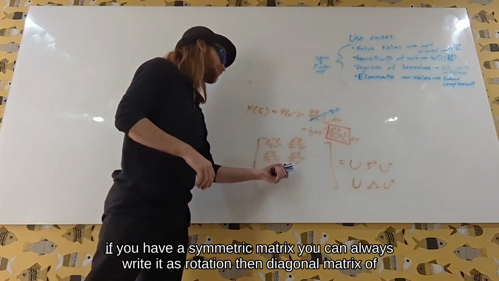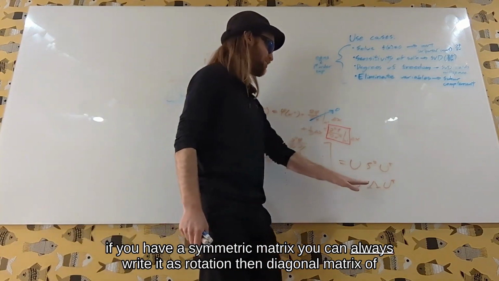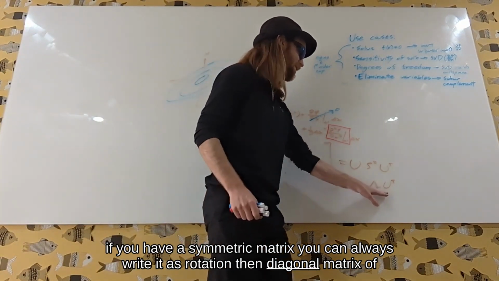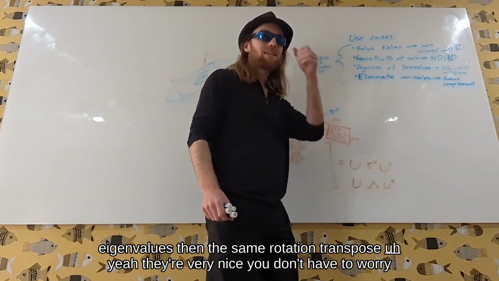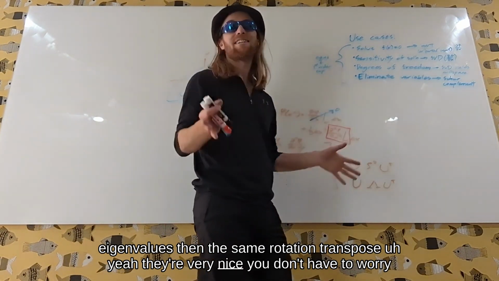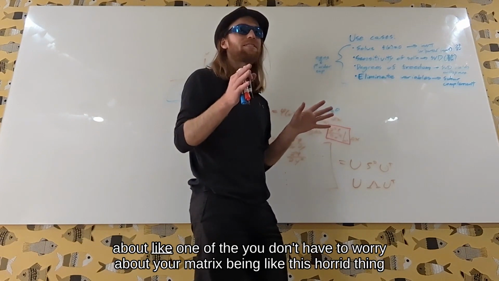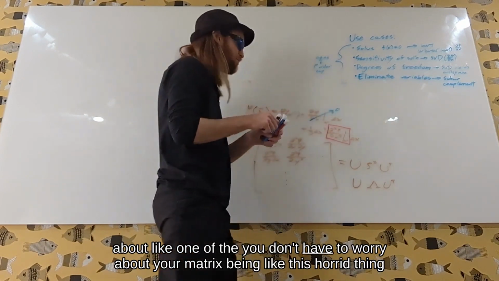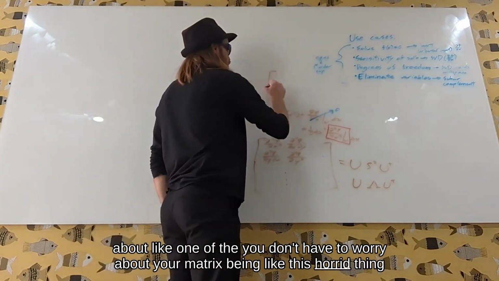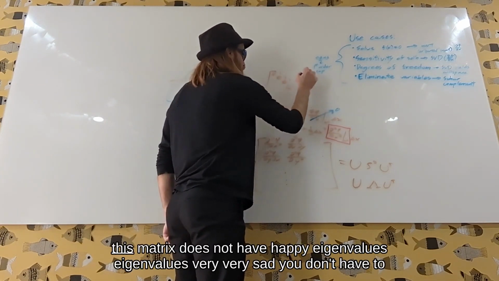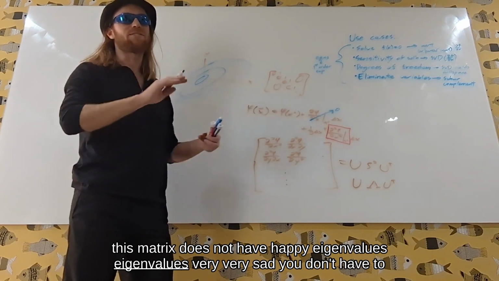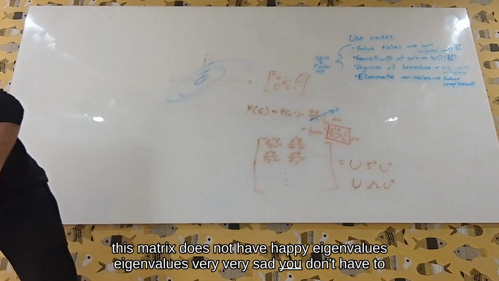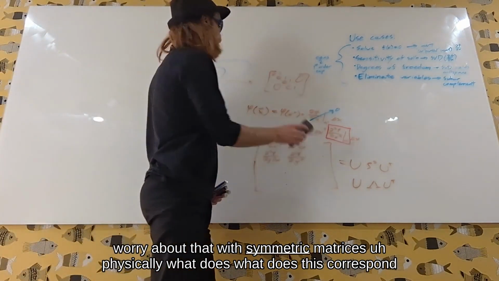So in general, if you have a symmetric matrix, you can always write it as a rotation, then a diagonal matrix of your eigenvalues, then the same rotation transpose. They're very nice. You don't have to worry about your matrix being some horrid thing. This matrix does not have happy eigenvalues. Its eigenvalues are very, very sad. You don't have to worry about that with symmetric matrices.